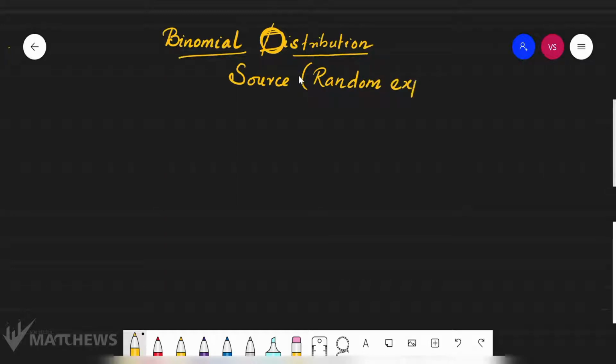Any experiment which has more than one outcome is called a random experiment. But some random experiments will be associated with a distribution, students. Only when you understand what that experiment is, then it will be easy for you to understand what distribution it follows. So what is that random experiment?